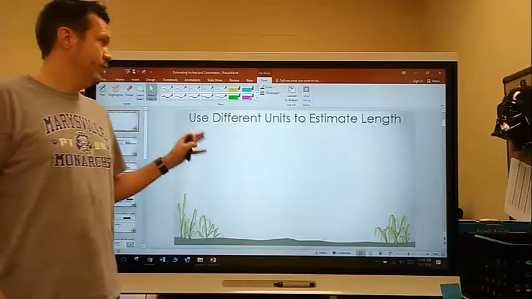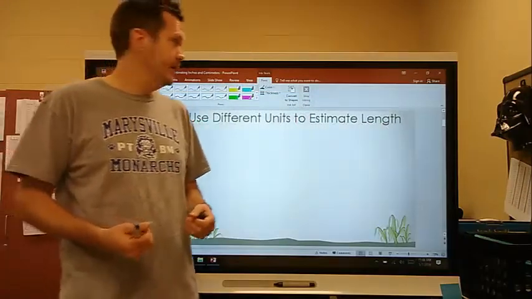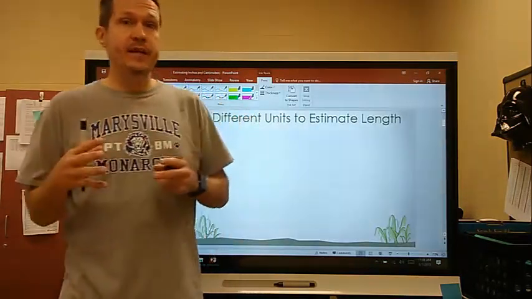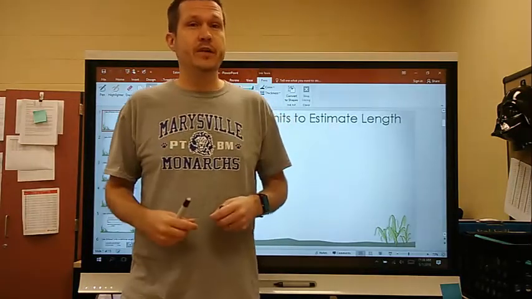Okay, today we're going to be talking about how you can use different units to estimate the length of objects. So we're going to be talking about estimating lengths of objects. We have to also think back about all those benchmarks that we know.